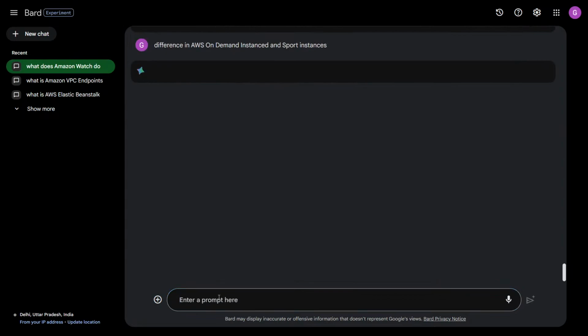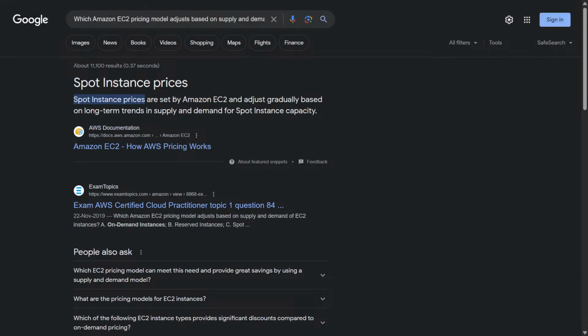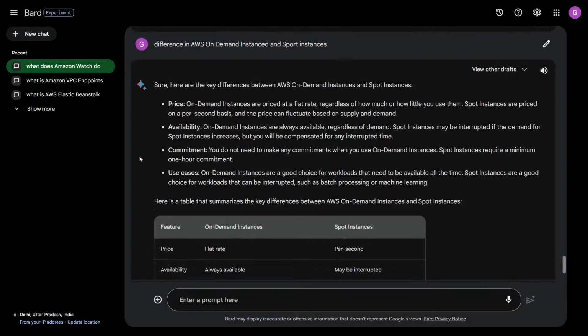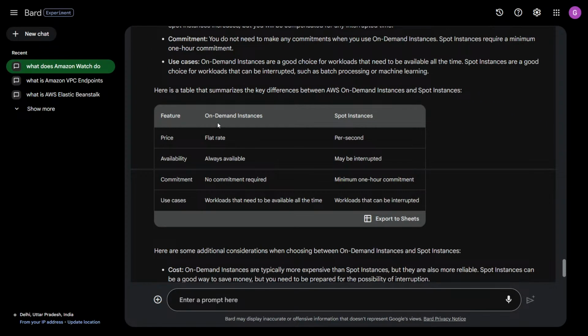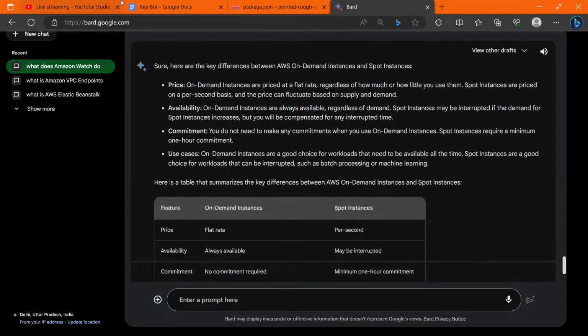I use Bard to do my maths homework. That sounds like a smart trick to do. Spot instance prices are set by Amazon EC2 in the long term. Okay. On demand has a flat rate, spot instances per second. Okay. Alright, sounds good to me.